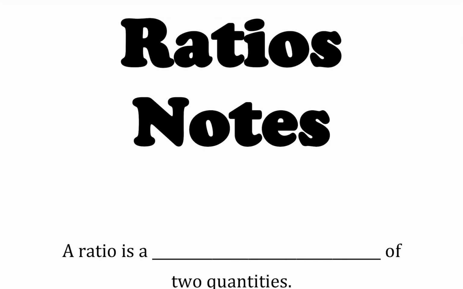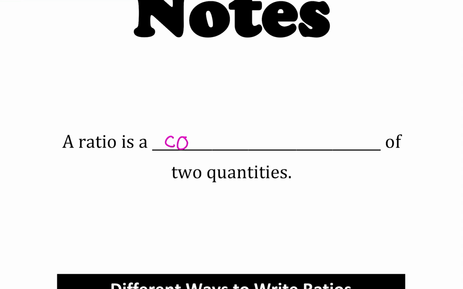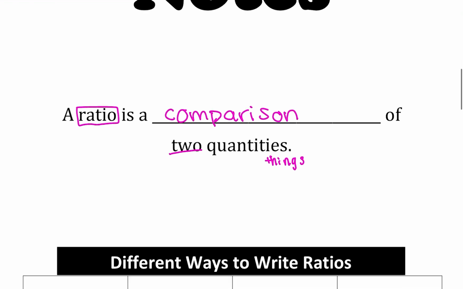Hello, we are working on ratio notes today. So a ratio is a comparison of two quantities. So we are comparing two different things. And again, quantities just means things. We are going to compare two different things in our word problems. So a ratio is a comparison of two quantities. Our keyword there is ratio. So in a word problem, if we see this word, this is what we're going to do.